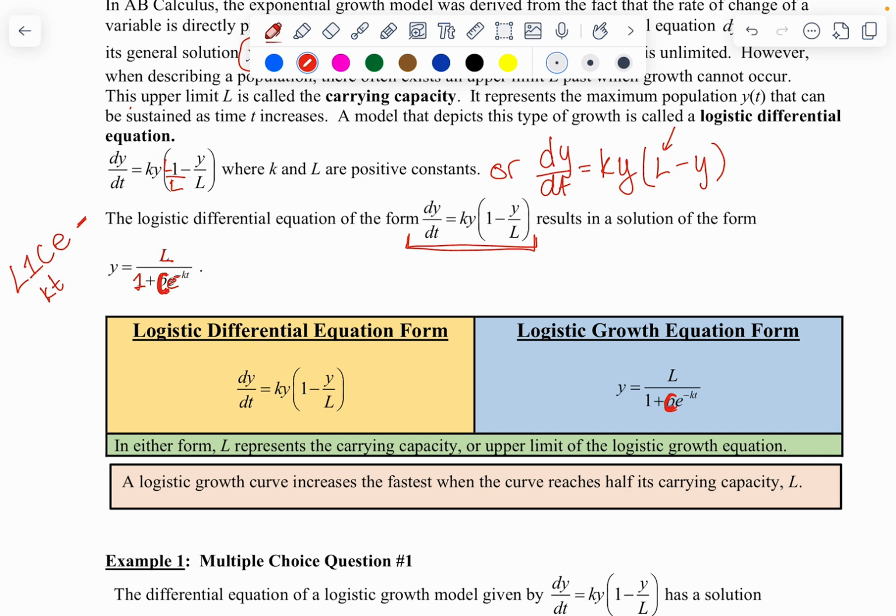A logistic growth curve increases the fastest when the curve reaches half of its carrying capacity. So anytime they are going to ask us, when is this growing the fastest? It is always going to be growing the fastest when y is L divided by 2. Okay, so that is going to be when f prime of x is the biggest.